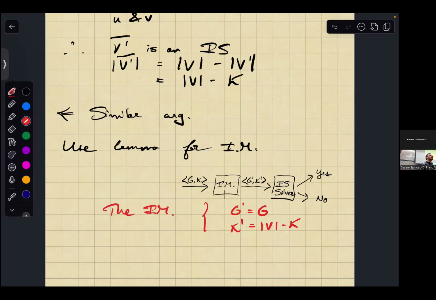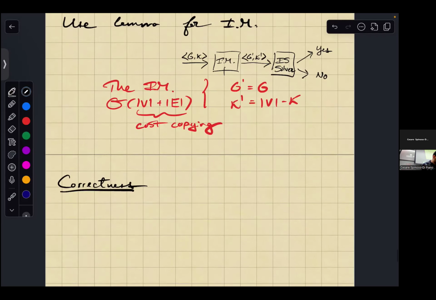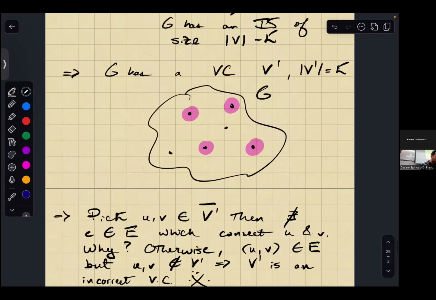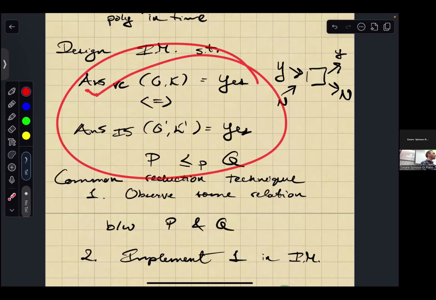It's polynomial in time because all I'm doing is copying a graph. So at most this is V plus E, and this is just the cost of copying. Okay, so then this is my instance modification. The last thing I'll do is argue a bit more formally correctness. So to argue correctness, I essentially have to show, sorry for scrolling, I have to show this is true.